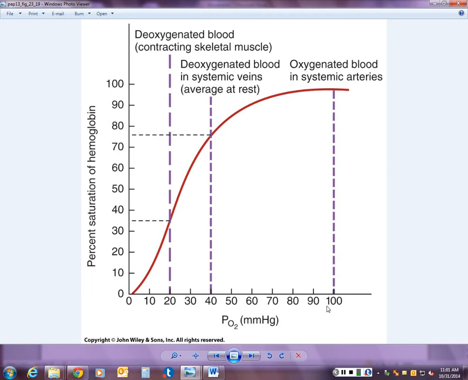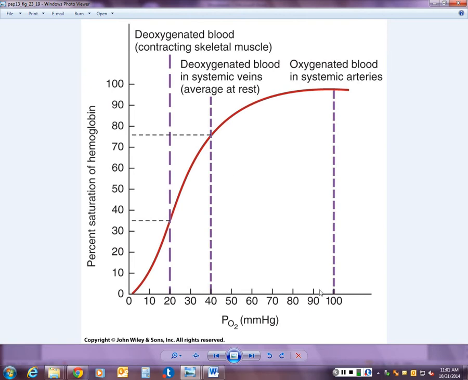If you look here, you've got a partial pressure of oxygen around 100. In other words, a very high partial pressure. Partial pressures of oxygen like this in the human body are typically only seen in places like the lungs. When you have that elevated partial pressure, you can notice that the percent saturation is upwards around 100.